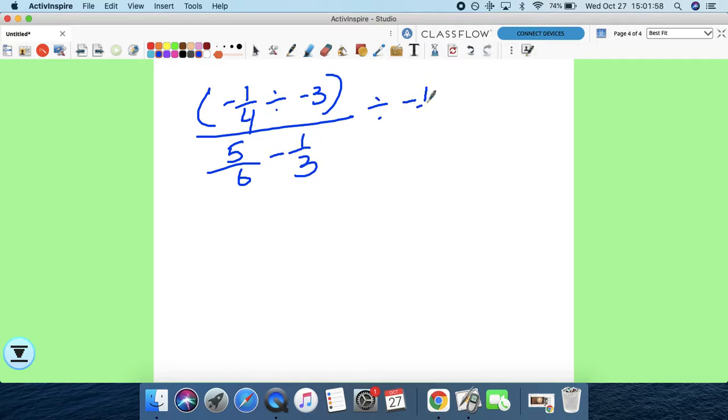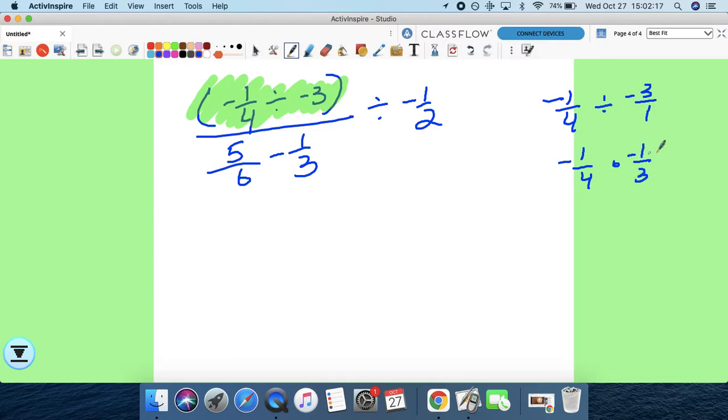Now, there are parts here, right? So I can highlight this. I'll take care of that part, and that part only first. So I'm going to put this on the side, and I'm going to go -1/4 divided by -3/1, right? Because we're dividing, we can multiply by the reciprocal. Negative times a negative is a positive, so we just multiply and we get 1/12. So the whole top there becomes 1/12.